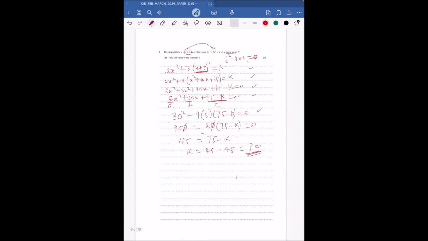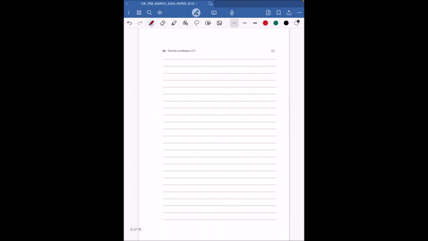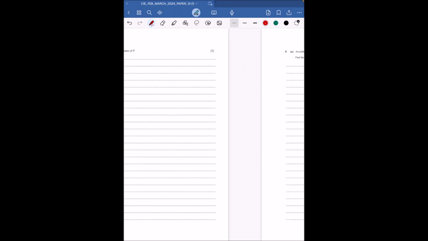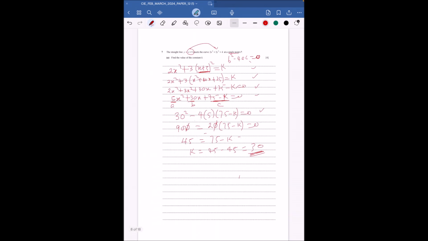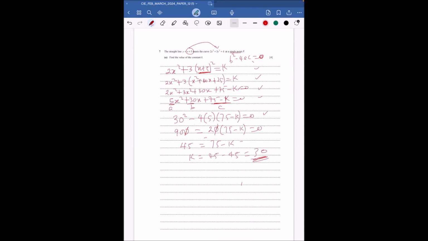Okay, I think that's fair enough. Then B, find the coordinates of P. So we already found 2x squared plus 3y squared. As you see, it's a continuation, so I will just take this step.